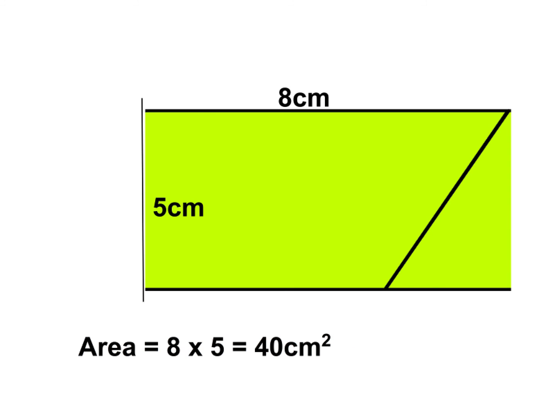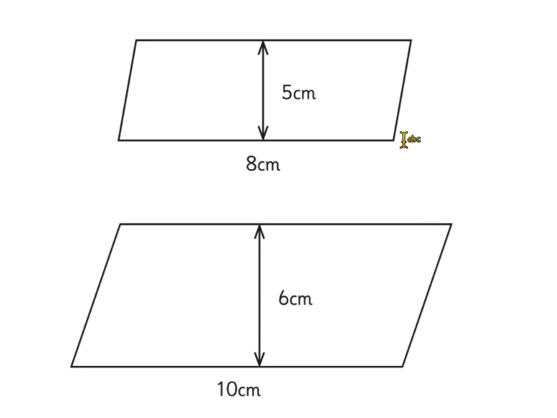Let's see if we can use what we've learned to work out the area of these parallelograms. We know the long side is 8 and the height, make sure it's not this length here, the height is 5 centimetres. So the area here is 5 times 8, 40 centimetres squared. Can you do this one? What's the long side and what's the height? Multiply them together and we get, faster than me, 60 centimetres squared.